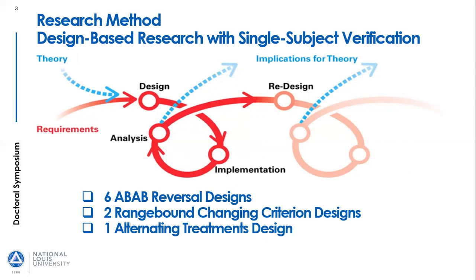With this, we use single subject verification. We're using single case design to verify each step along the way. We use 6 AB reversals, 2 range bound changing criterion designs, and we're also doing a treatments design, and actually one multiple baseline as well. I threw it in at the last second.